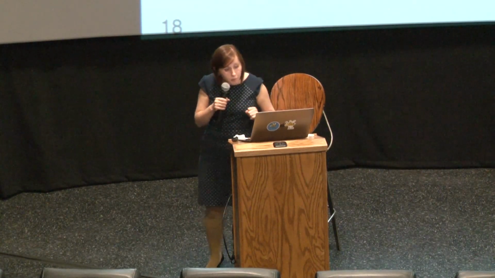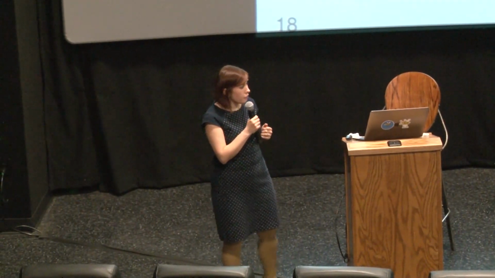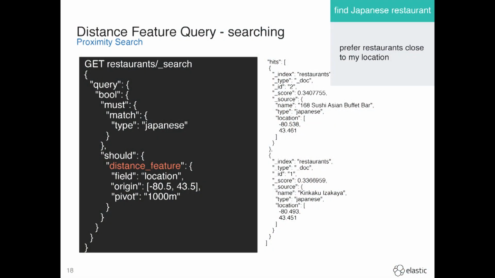And here is an example that addresses our second problem: find me Japanese restaurants, but I prefer restaurants closer to my location. So I model it as a bool query. I have a must clause with a type of Japanese restaurant, and then I boost documents by a should clause with this distance feature query. I defined my field, which is the location of my document, defined my origin, where I'm located, and my pivot is 1,000 meters.